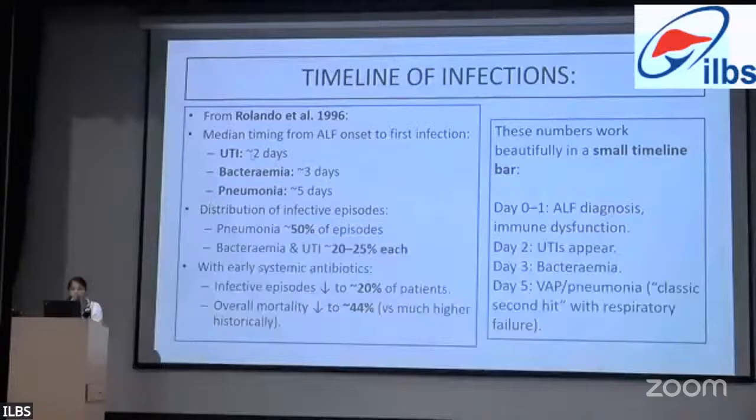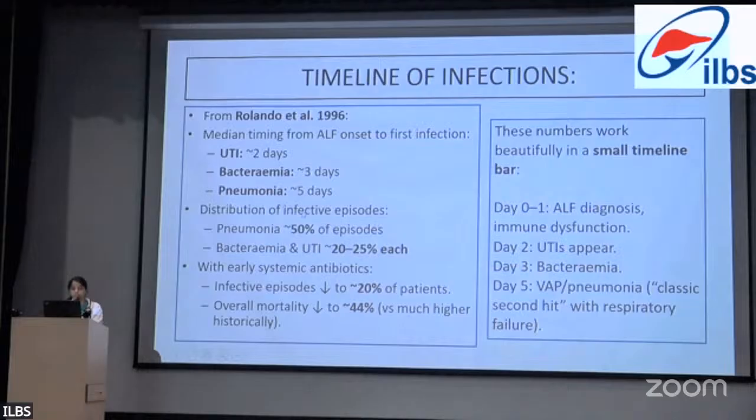Timeline of infections, if we consider this Ronaldo et al. trial. So in the initial day 0 to 1, the ALF diagnosis, there is immune dysfunction. From day 2, the UTIs appear. And day 3, bacteremia kicks in. Day 5, pneumonia sets in. So VAP, ventilator-associated pneumonia, classic second hit with respiratory failure sets in.